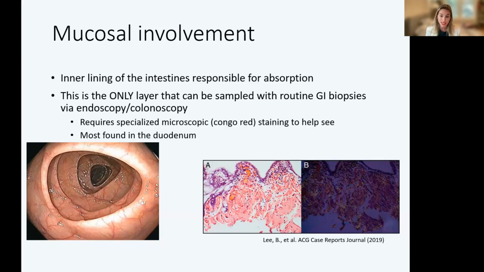So providers need to have a high index of suspicion to notify their pathologist to perform this staining when they're actually thinking about or looking for amyloidosis. This is most commonly found within the duodenum of the small intestine, but can be identified in any site along the intestine.